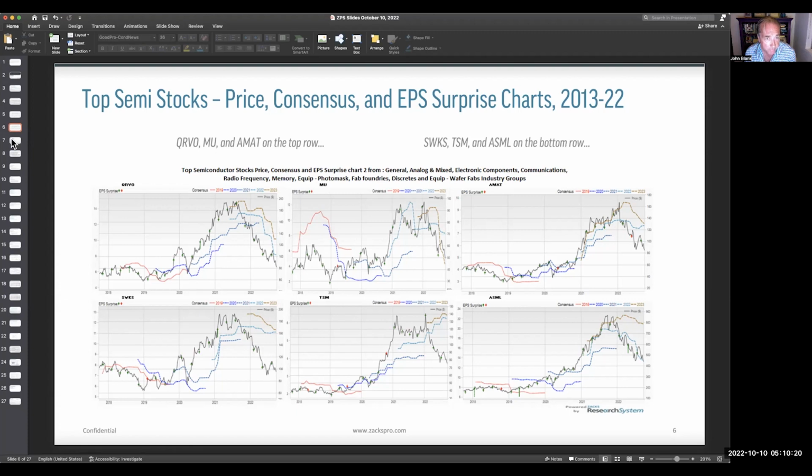So let's carry on. This is just backdrop. And again, looking for these estimate revisions that roll over like Qorvo, that's not a good enough story. But look at Taiwan Semi. That's a beautiful chart. This is a great buy right here in the 80s to 70s for Taiwan Semi. Keep that one on your radar.